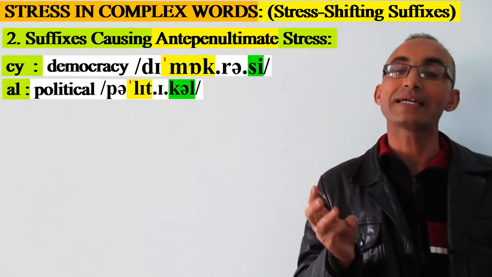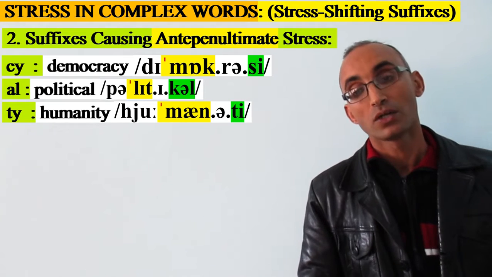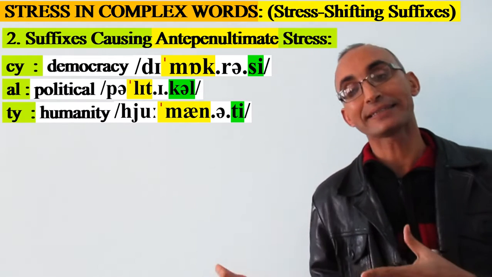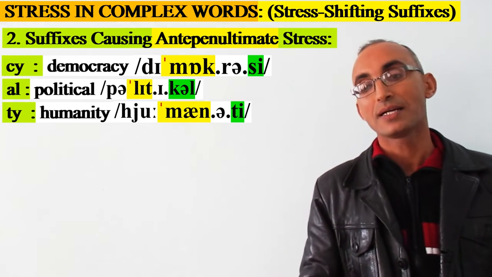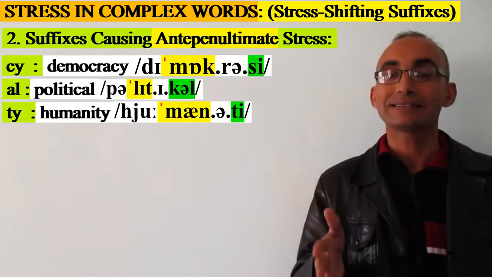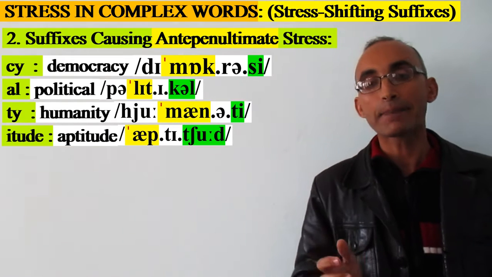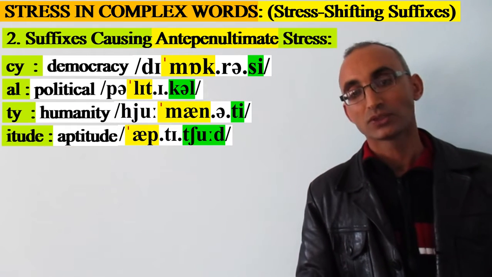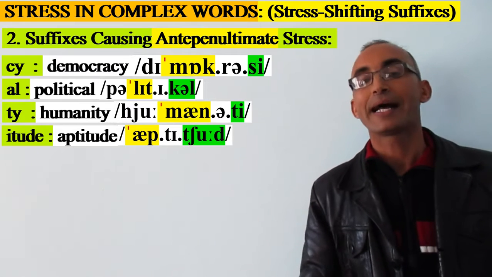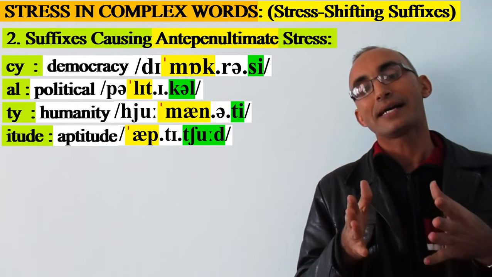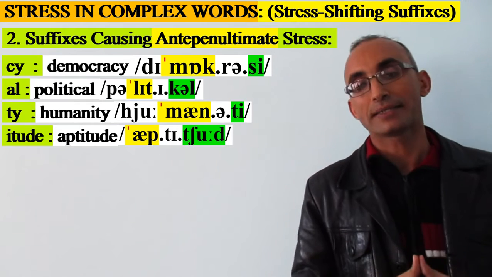Third one from the end is what we call the anti-penultimate. Clear? Also -ity, like in humanity: ty not stressed, ni not stressed, and ma, the third one, the anti-penultimate, is stressed. Also -itude, like aptitude, right? Aptitude. So tude not stressed, ti not stressed, and ap is stressed. First syllable, third one from the end here is stressed.